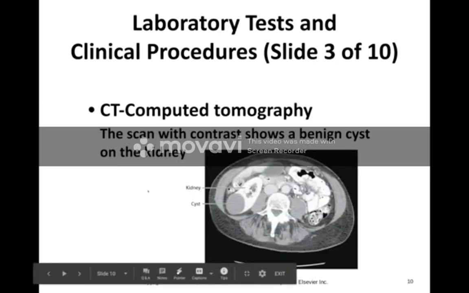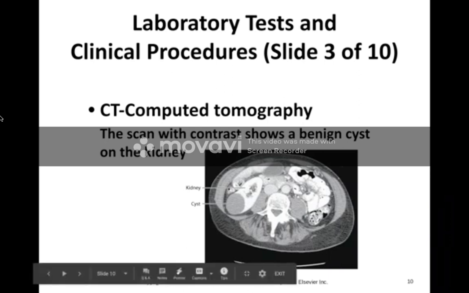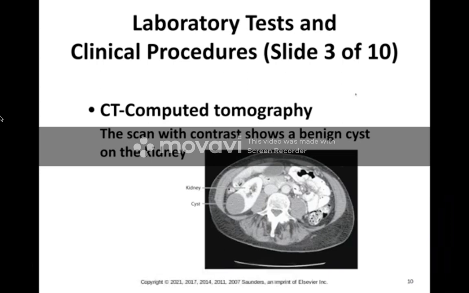So here's a CT scan. CT stands for computed tomography, and this scan is using contrast to show a benign cyst on the kidney. So here's the kidney. This is looking down. A slice is pretty much like if you cut somebody, sliced them in half, and this is looking down on top of the kidney, and here's the cyst right on top. It's pretty big.